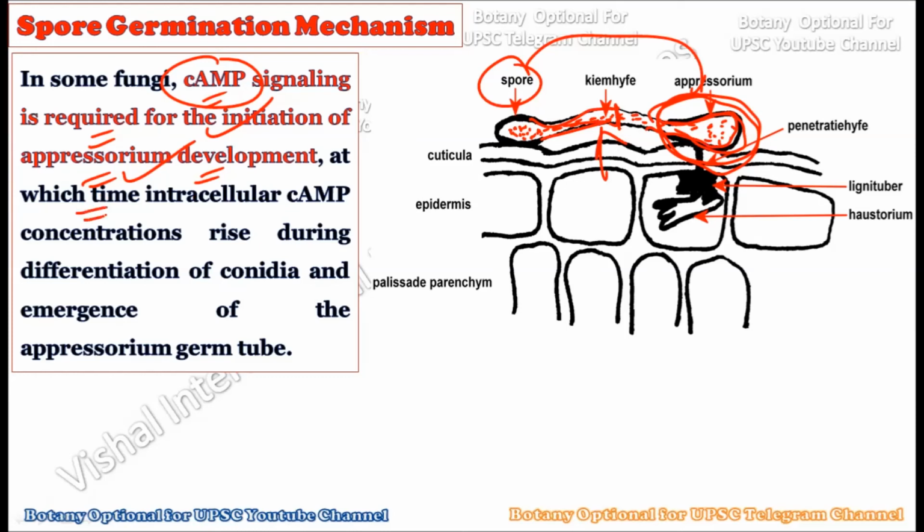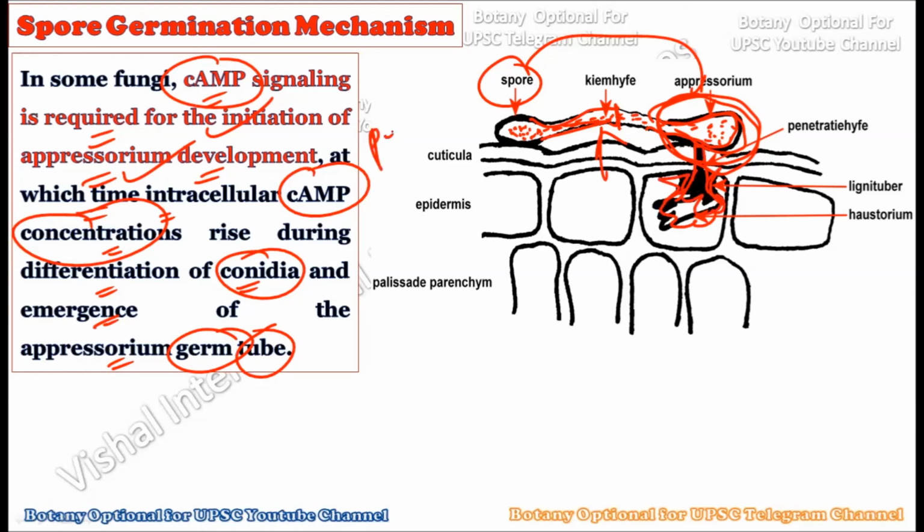Okay. Now, at which time does the intracellular cAMP concentration rise? During the differentiation of the conidia and the emergence of the appressorium germ tube. So basically, the cAMP concentration will continuously rise when there is a differentiation of the conidia, and subsequently there is the emergence of the appressorium germ tube, and this appressorium germ tube will then enter into the host plant. This particular step is called the penetration. Okay, and this penetration will require a whole new lecture so that we can understand how the penetration occurs and which structures of the plants there are in which the penetration can occur through this particular appressorium structure.